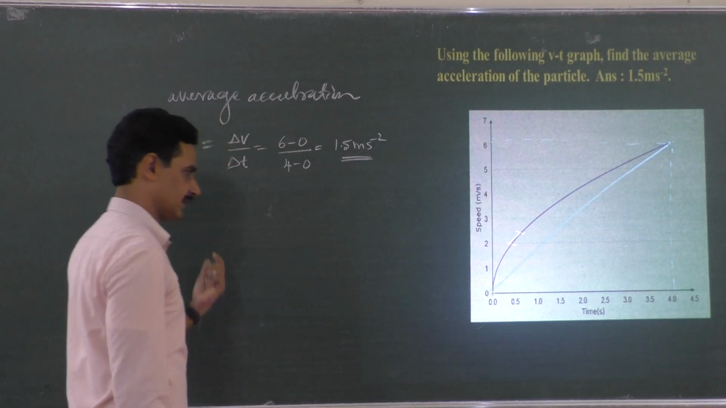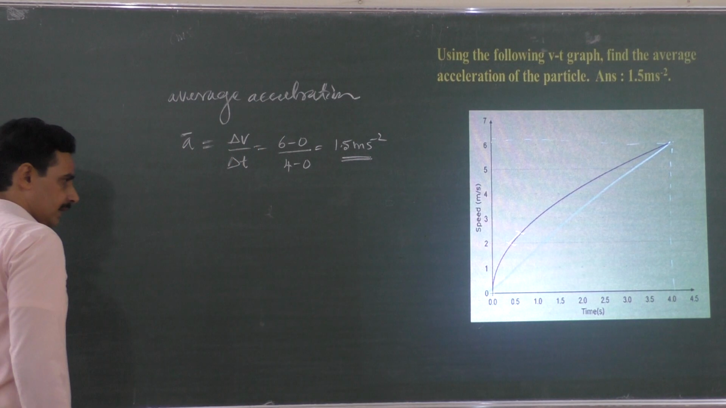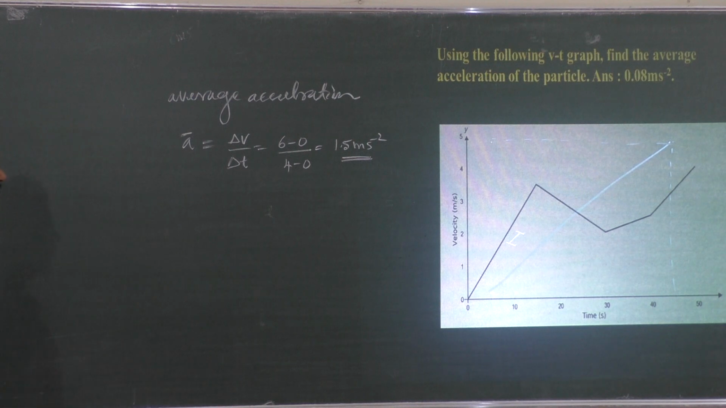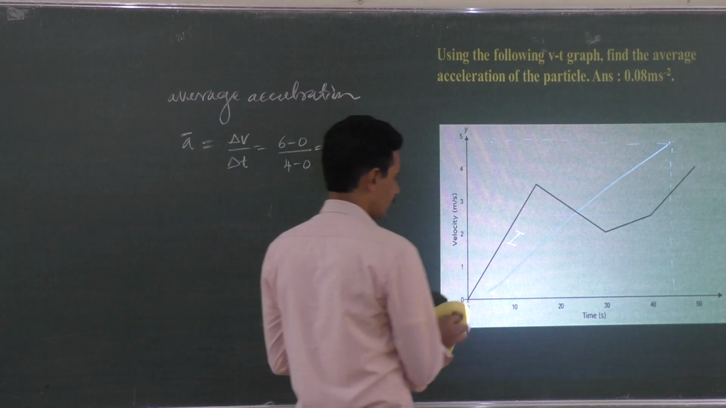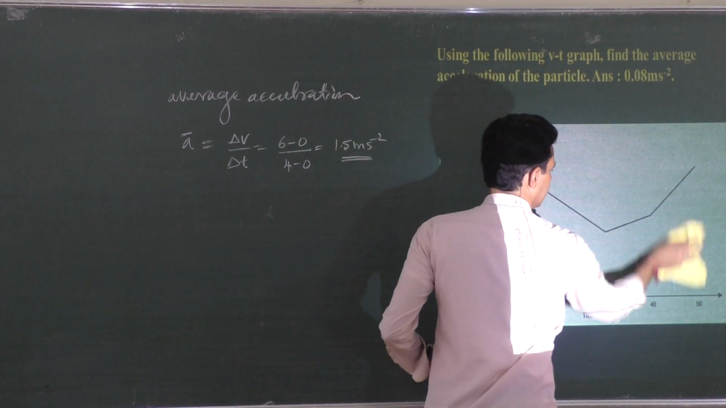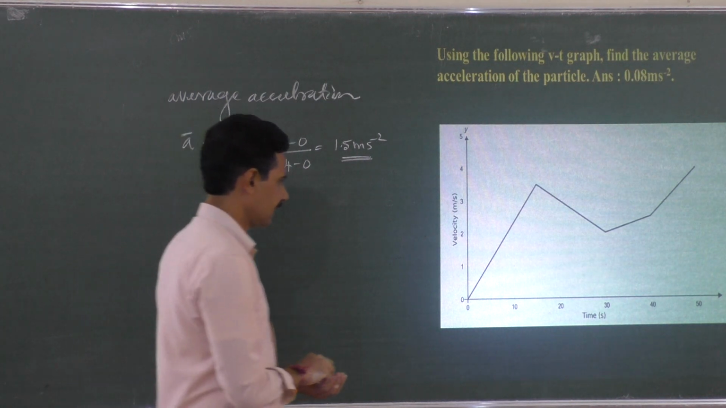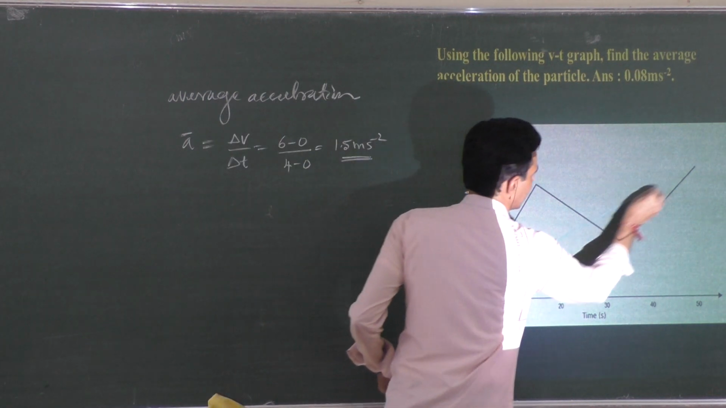That is average acceleration. Okay, then you have one more such type of question. Using the following graph, find out the average acceleration of the particle. Again, you need not worry about what has happened in between. Directly take initial and final, from here directly to here.